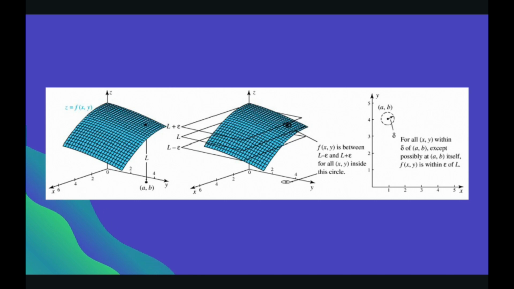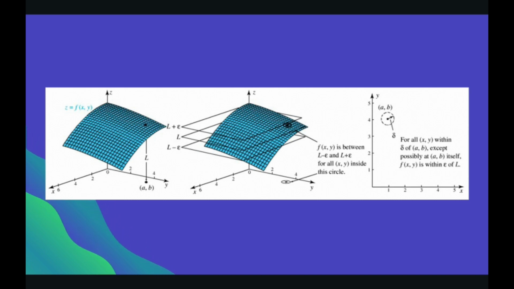Second, the behavior of f(x, y) at (a, b) is irrelevant. The function does not even have to be defined at (a, b). This follows from the restriction 0 < |(x, y) - (a, b)|.